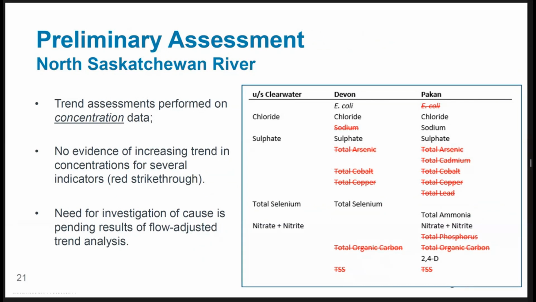Preliminary assessments were performed on unadjusted concentration data. For many indicators, there was no evidence of a statistically significant increasing trend, as shown by the red strike through. But there was evidence of a significantly increasing trend for the indicators shown in black font. The need to move these indicators to an investigation of cause is pending the results of the flow-adjusted trend assessment. Until then, no further action is warranted. Next slide.